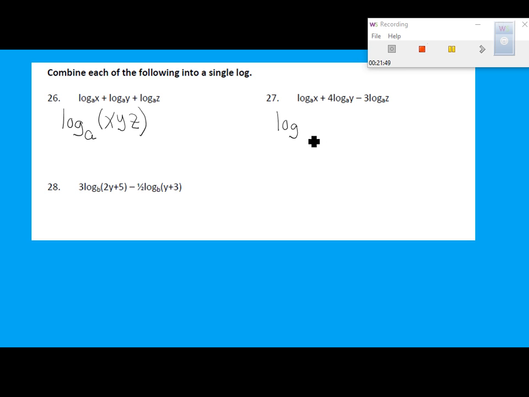The addition meant multiplication. My number 27, I can think of this as log to the base A, if my pen will write. There we go. Now, I've got x times 4 log base A of y. I can think of that as y to the 4th. Minus means division, z to the 3rd. So if I clean that up just a little bit for you, I got log to the base A of x, y to the 4th over z cubed.